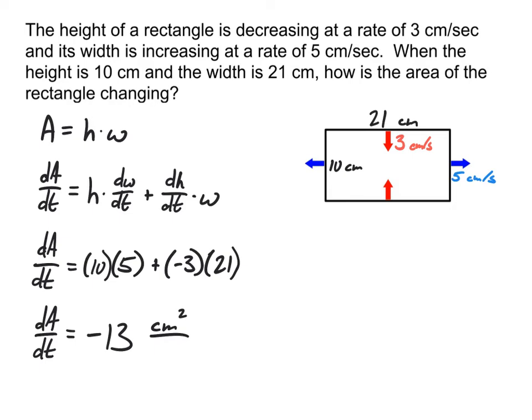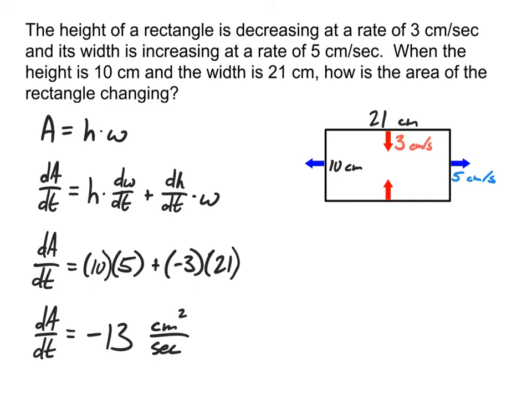I know that because it was 5 centimeters per second and 3 centimeters per second there. So that's how I know what time is. And so what this tells us then is that the area of this rectangle at that moment is decreasing by 13 square centimeters every second.